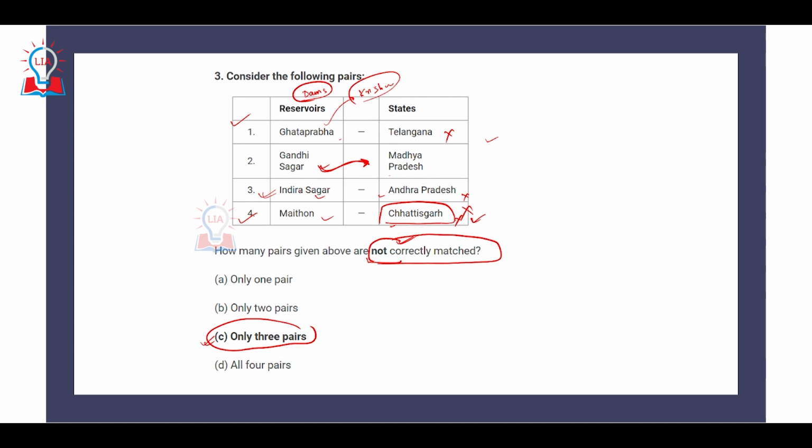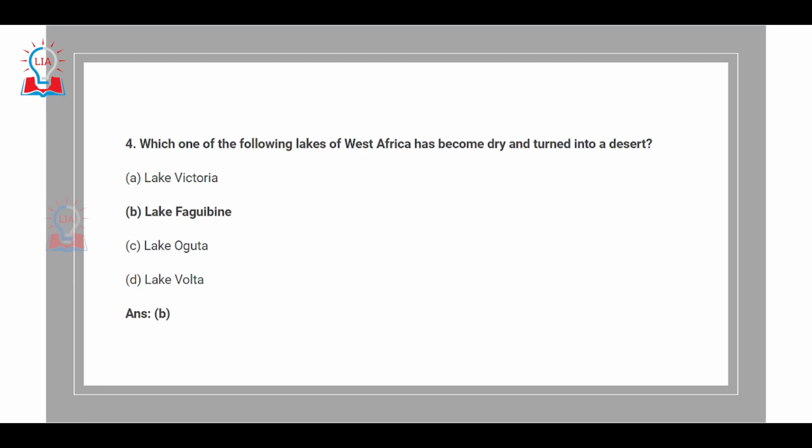Thus, Ghat Prabha, Indira Sagar, and Maithon are respectively situated in Karnataka, Madhya Pradesh, and the state of Jharkhand, and that is why the correct option will be answer C.